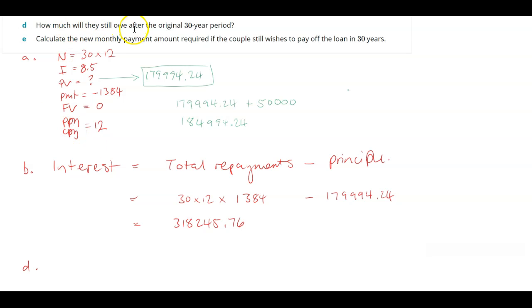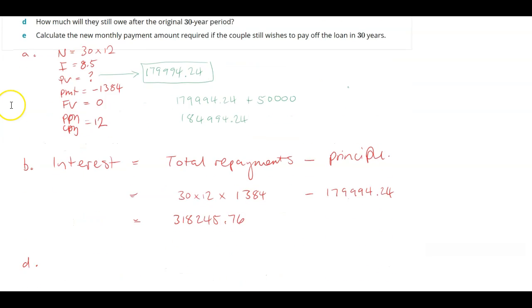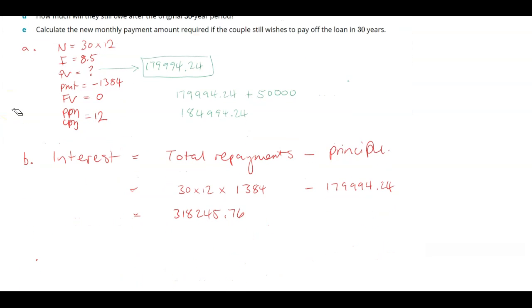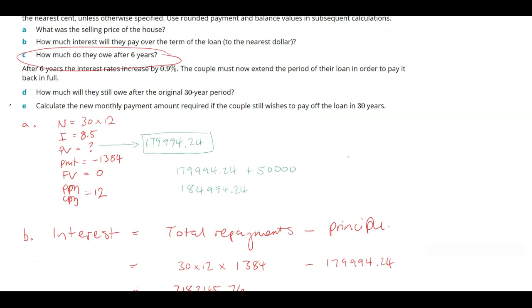D. How much will they still owe after the original 30-year period? So there's this change of conditions. Before part D starts, we've got part C, I missed a question there. So how much do they owe after 6 years?